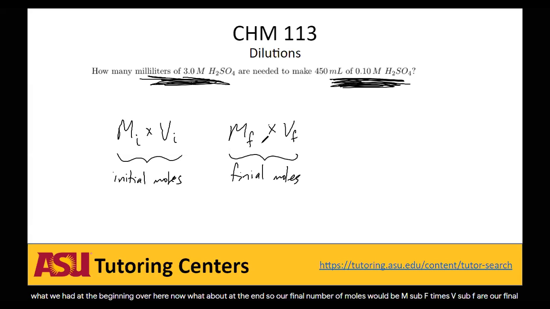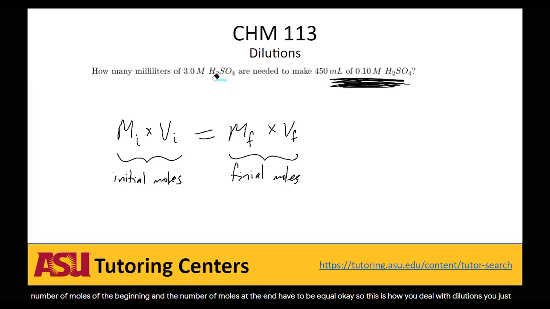So what do we say about these two things? Well, again, we're not changing the amount of H2SO4, the amount of sulfuric acid. All we're doing is we're changing the volume. So the number of moles at the beginning and the number of moles at the end have to be equal. Okay, so this is how you deal with dilutions. You just know that the initial molarity times the initial volume equals the final molarity times the final volume, because the moles have to be equal.